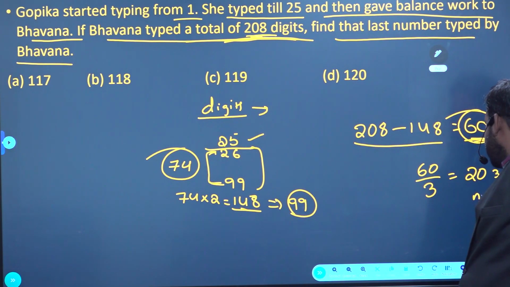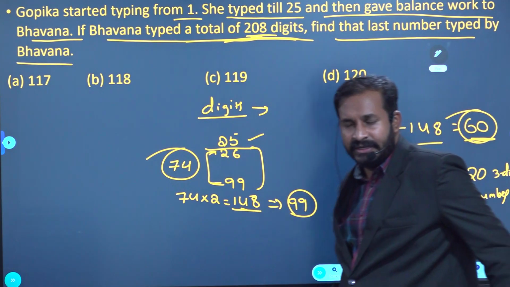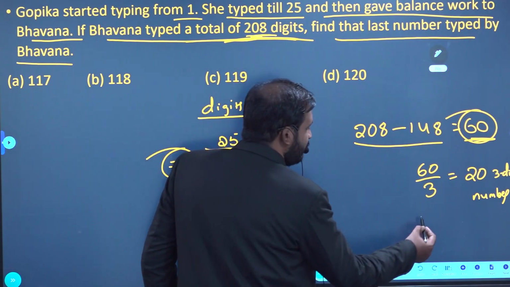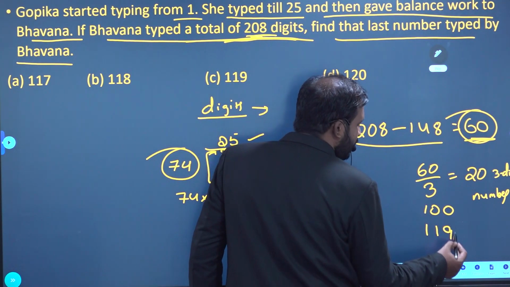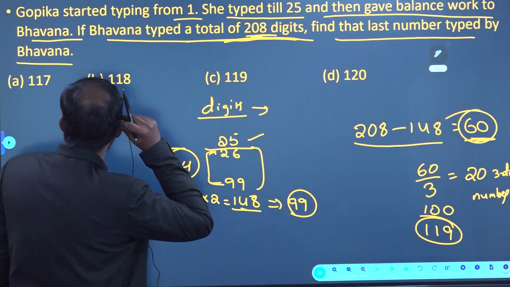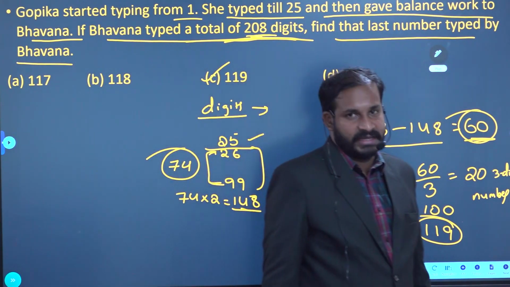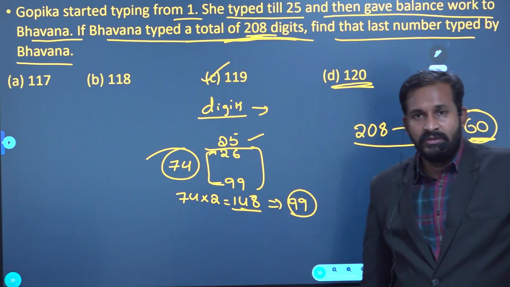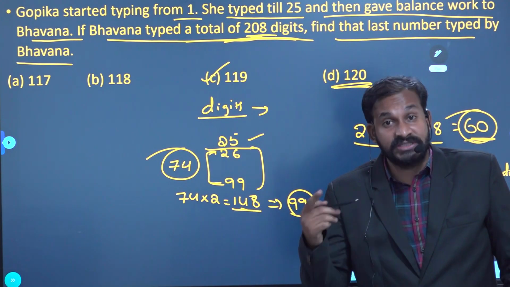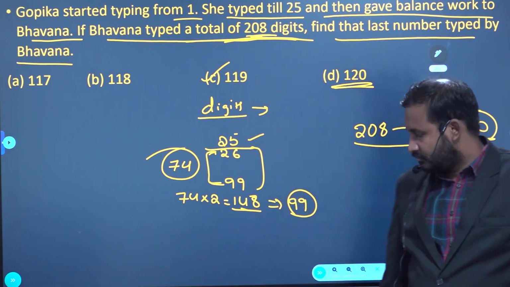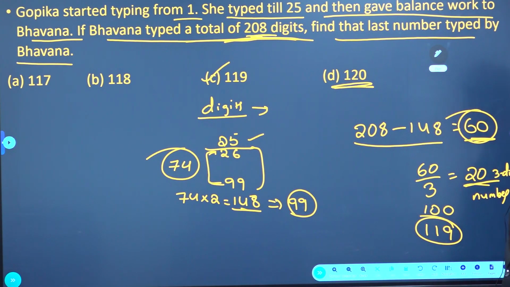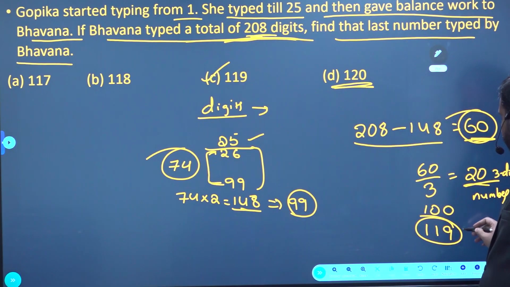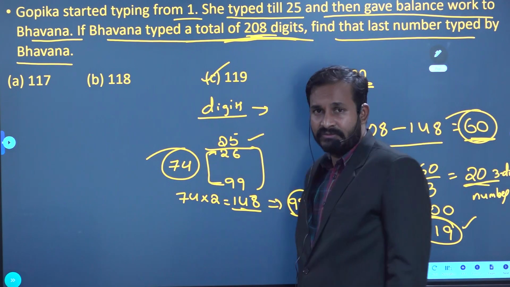Now tell me, what is the 20th 3-digit number? The 20th 3-digit number is 119. Why? Because the first 3-digit number is 100, and the 20th one will become 119. That means the last number typed by Bhavana is 119. Students, please don't get confused. Few students will write it as 120. Not 120. Why? Because 120 will become the 21st 3-digit number. Here she has written only 20 3-digit numbers, so the 20th 3-digit number is 119. So our answer here is 119.